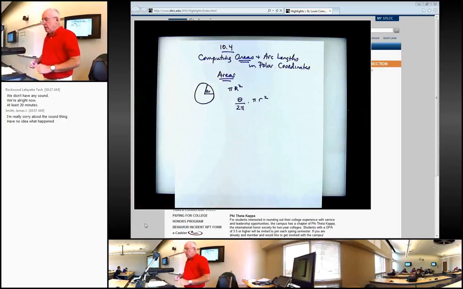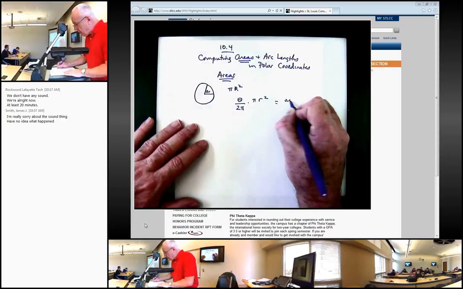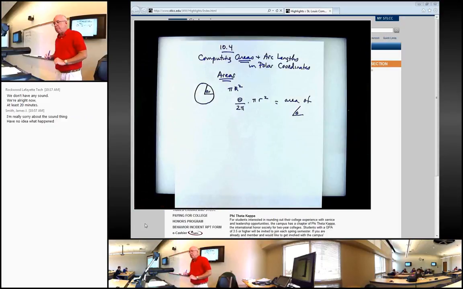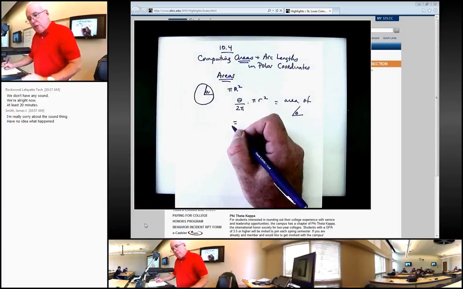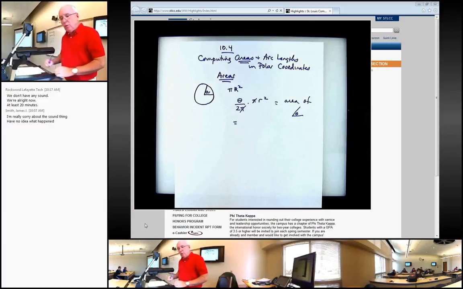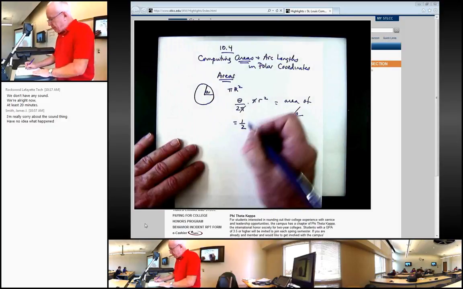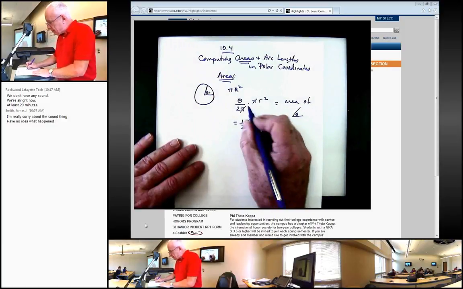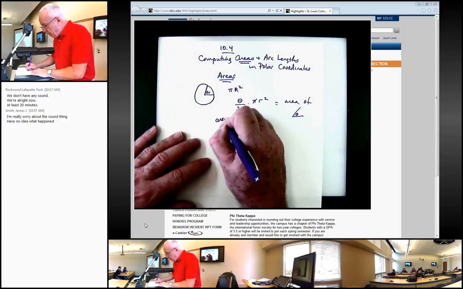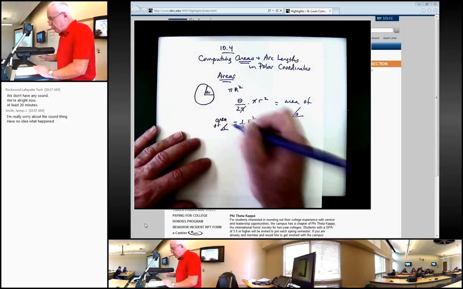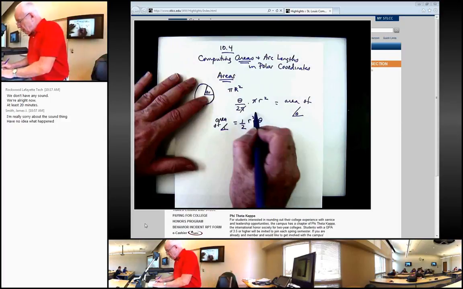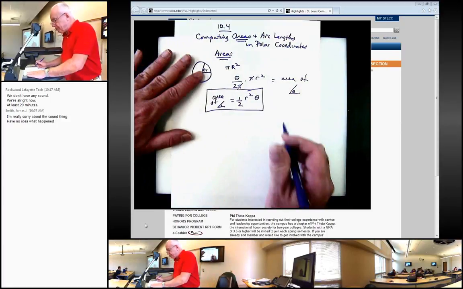All right? So this is equal to the area of that pie-shaped piece. And let's simplify this a little bit, and what we get, let's see, the pi's cancel out, so we have 1/2. Let's put the r squared next, and then we have our theta. So this is the area of that pie-shaped piece, 1/2 r squared theta. Okay. So I'm going to put a box around that.